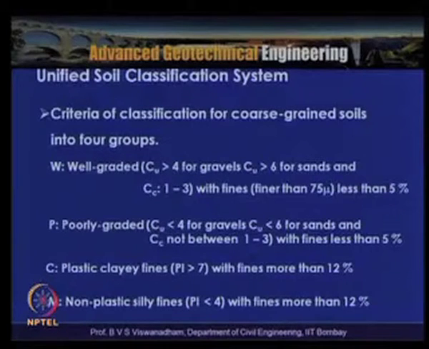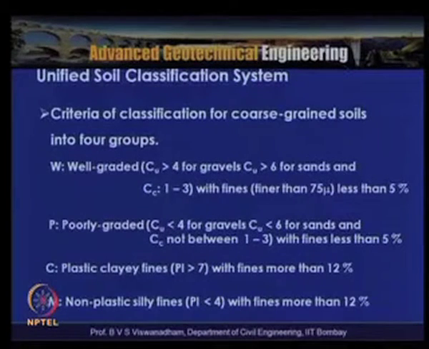So it is said as well graded, the fines should not be more than 5%. And the poorly graded, Cu is less than 4. That means that in the poorly graded, the slope of the grain size distribution curve is very steep. So the Cu will be less than 4 for gravels and less than 6 for sands, and Cc will not be between 1 to 3. So please note down here, in case of a poorly graded or gap graded, the Cc will not be between 1 to 3, with fines again less than 5%.